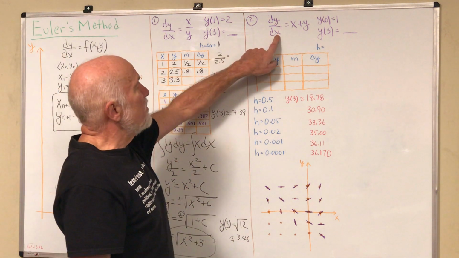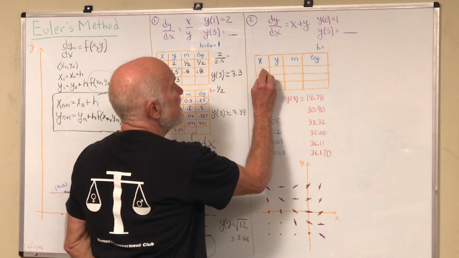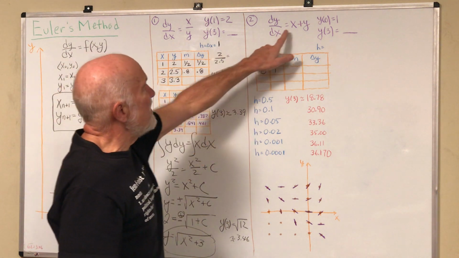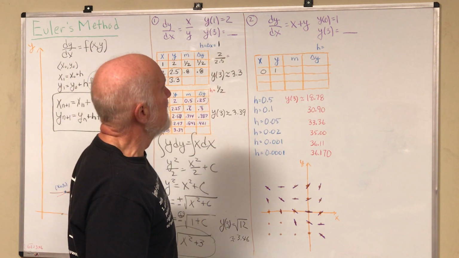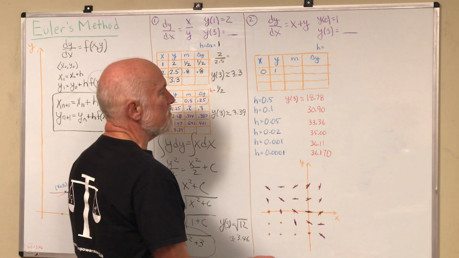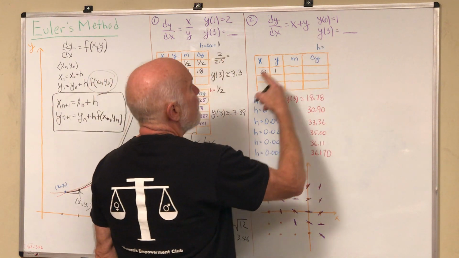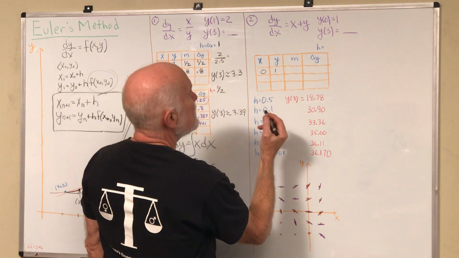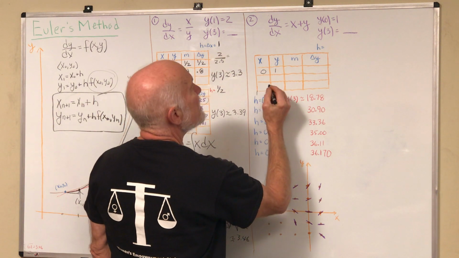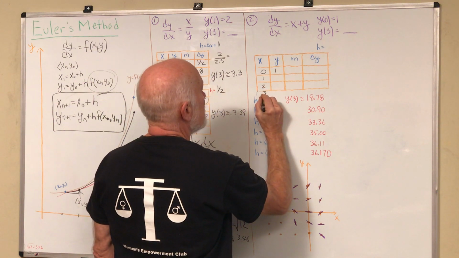Okay, so let's go to another one. This time, y of 0 equals 1. And our slope equation is x plus y, our differential equation. And so say we do this in 2 steps. If we do this in 2 steps, from 0 to 3, well, actually, let's do it in 3 steps. So we'll go from 0 to 1 to 2 to 3.